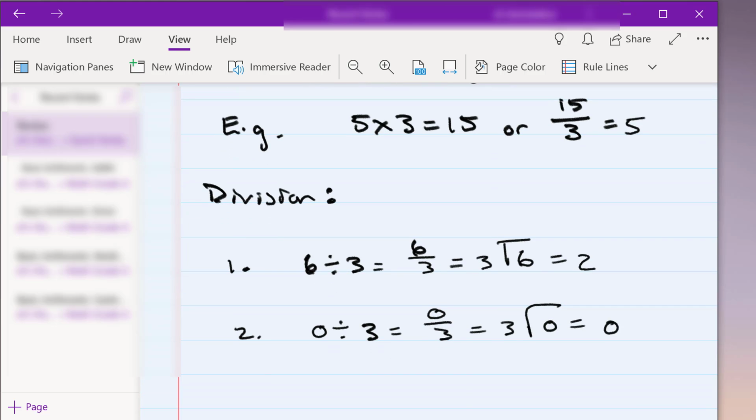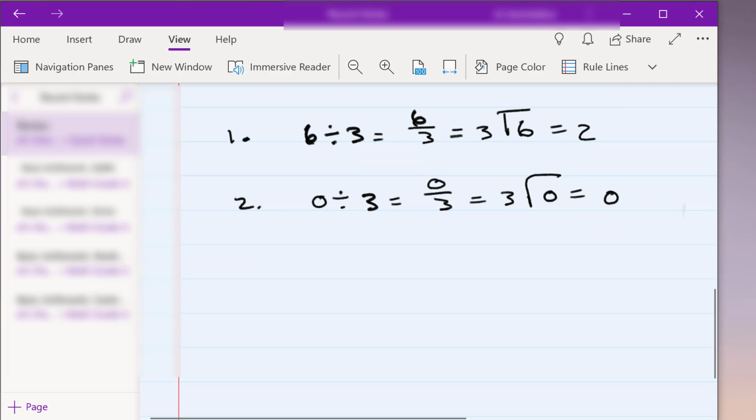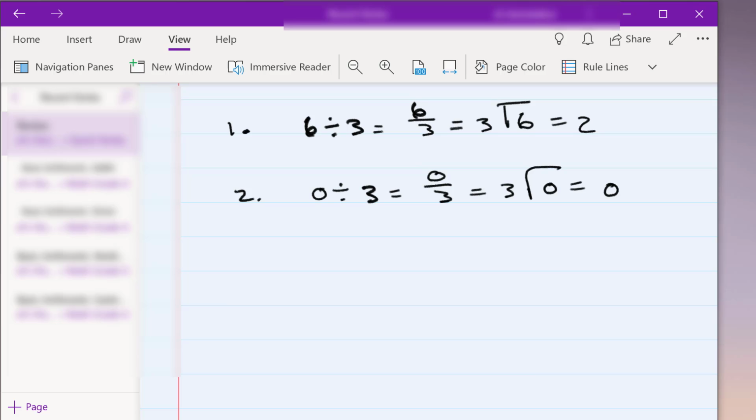In division, there's a couple of things that we learned and that are important. We can write 6 divided by 3, which is 6 over 3, which is how many times does 3 go into 6? And this is just 2. And then 0 divided by 3 is 0 over 3, or how many times does 3 go into 0, which is just 0. That brings us to the end of our review and the end of the lesson.